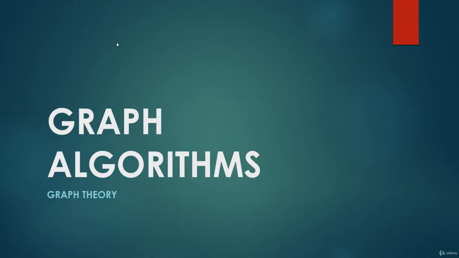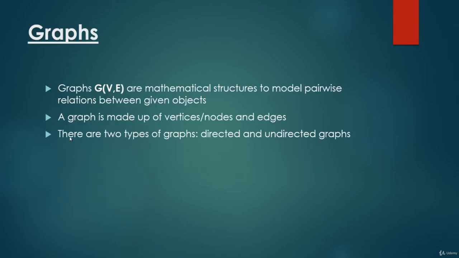Hi, in this lecture we are going to talk about graph theory, the basic principles behind graph algorithms. So let's get started. Basically, what are graphs? Graphs, and we usually denote it with G, V, E, where V denotes the number of vertices, E denotes the number of edges in that given graph, are mathematical structures to model pairwise relations between given objects. So a graph is made up of vertices or nodes and edges.